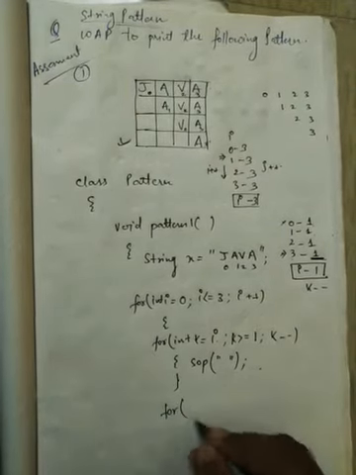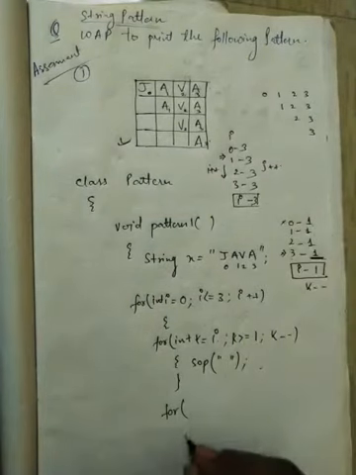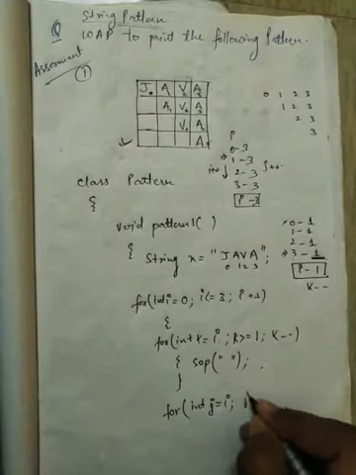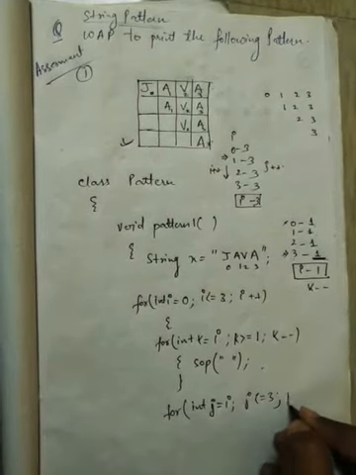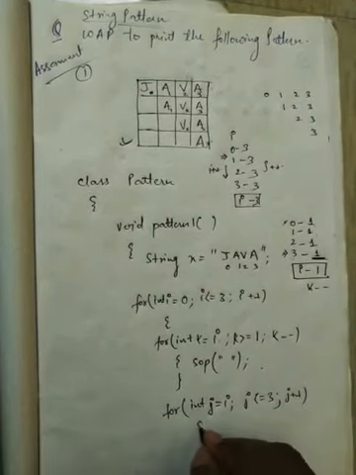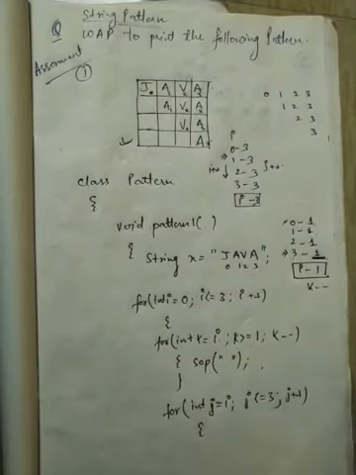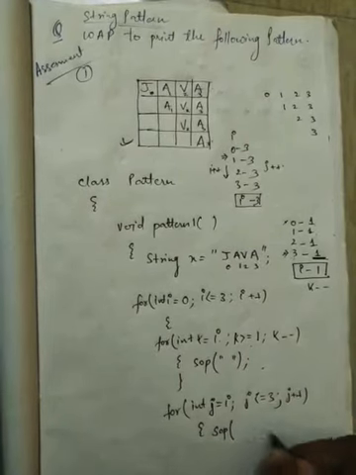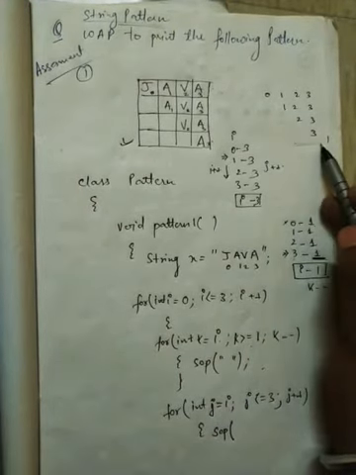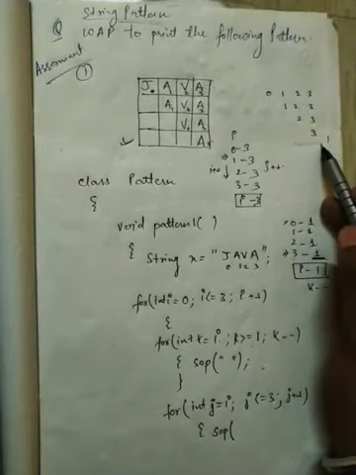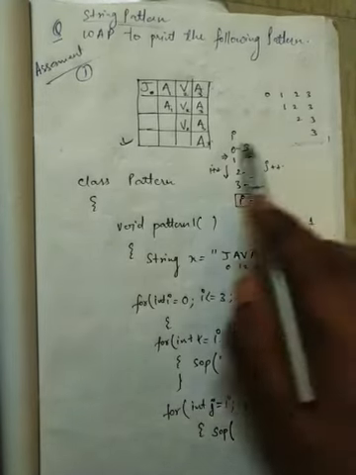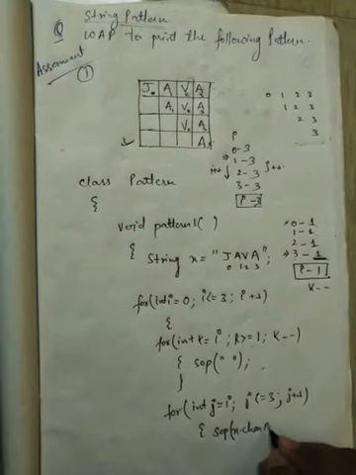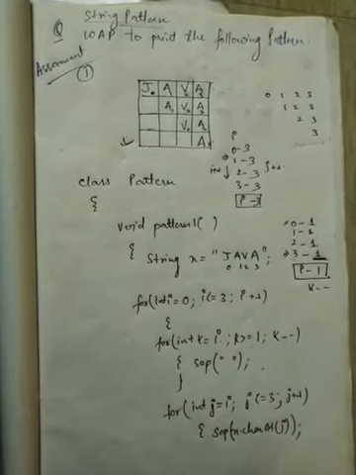As we have already made the first table, in it we have the J loop: for int J equals I, J less than or equal to 3, and J plus plus. When plus plus, it is less than or equal to; when minus minus, it is greater than or equal to. So what do we have to print here? System dot out dot print. If it were just digits, I would print J. But here I have to print the character at J, so x dot charAt(J).